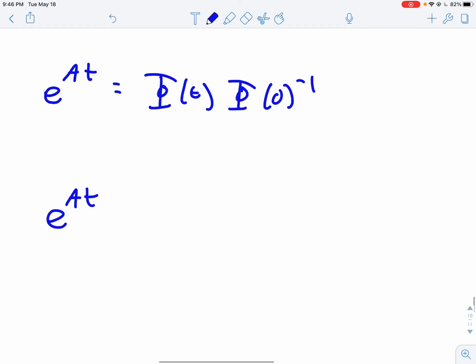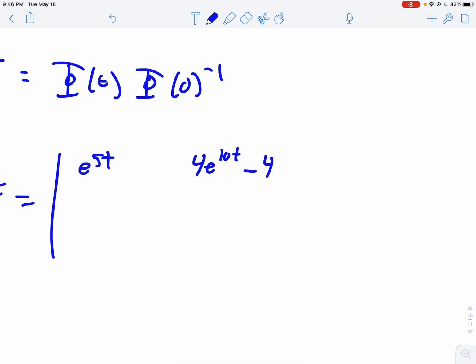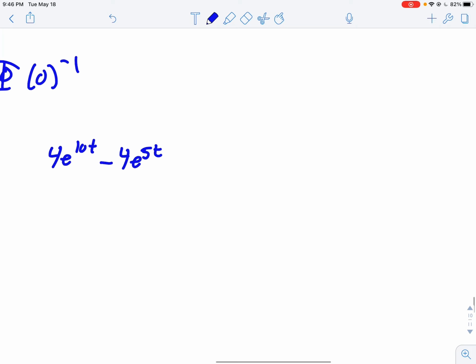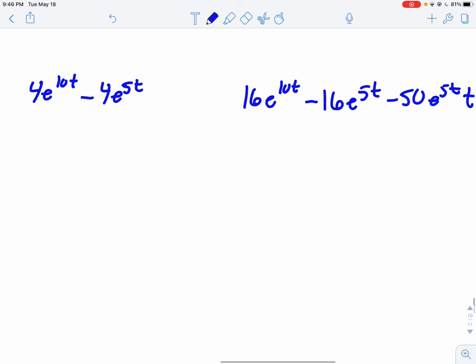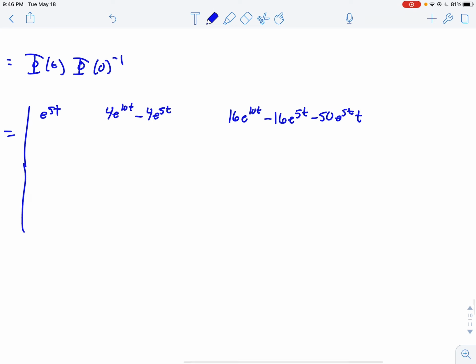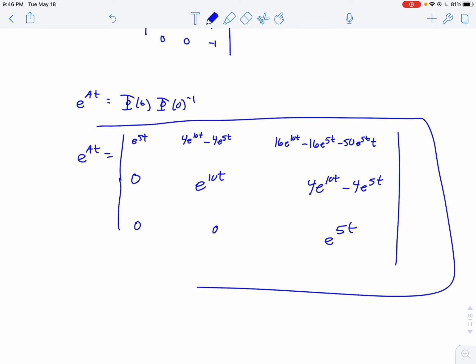So our final solution is e to the At equals e to the 5t, 4e to the 10t minus 4e to the 5t, 16e to the 10t minus 16e to the 5t minus 50e to the 5t times t, 0, e to the 10t, 4e to the 10t minus 4e to the 5t, 0, 0, e to the 5t. And that's our final solution.